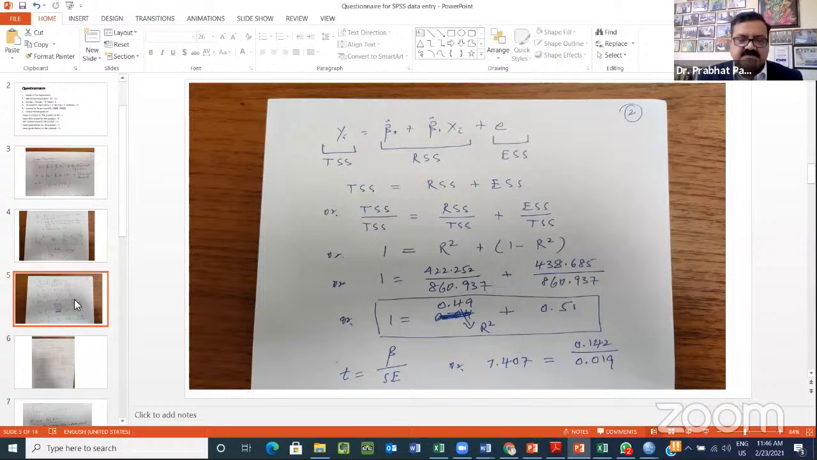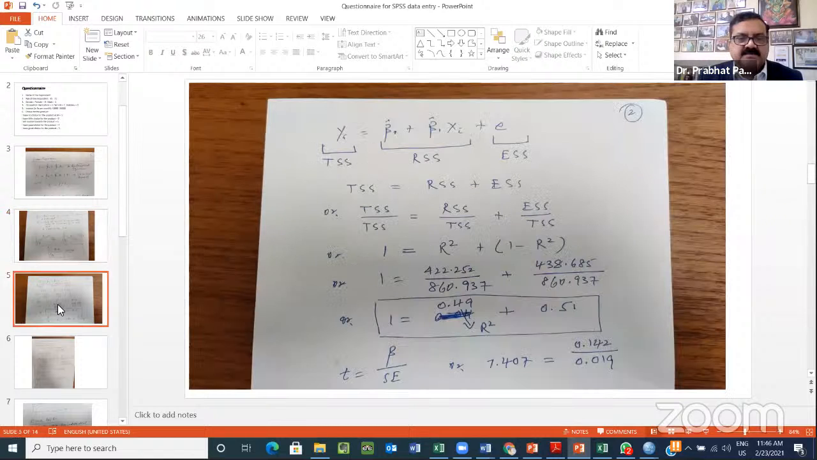These two values are very important. How this t value is calculated: you can see here, the beta coefficient divided by standard error. These three are related to each other. Standard error comes as the denominator and the numerator is the beta coefficient. 7.407 is the t, and the beta coefficient was 0.142, of course the unstandardized beta coefficient, and 0.019 is the standard error.